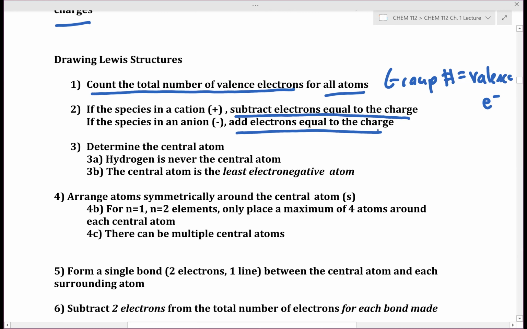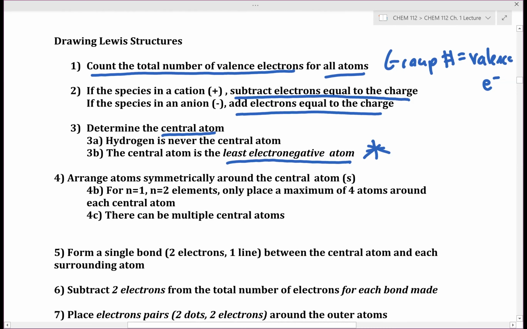Your next goal is to determine the central atom. Now, of course, there can be more than one central atom, but in general, the central atom is never hydrogen, and it's the least electronegative atom. We'll have an electronegativity table on the next page. Now, in general, you want to arrange atoms symmetrically around the central atoms, and for n equals 1 and n equals 2, so the first two rows of elements in the periodic table, you can only have a maximum of 4 atoms around the central atom. Would anyone like to provide insight as to why that rule exists?